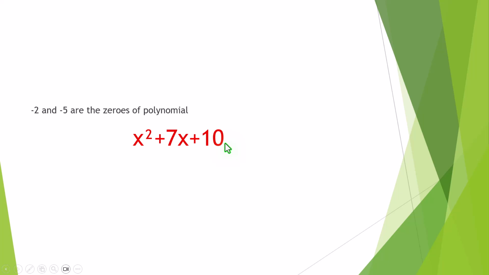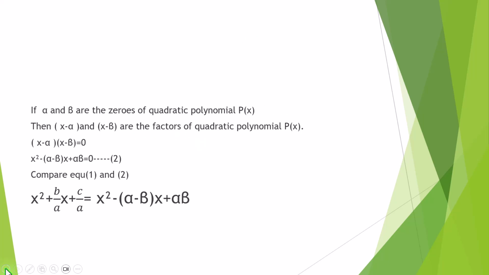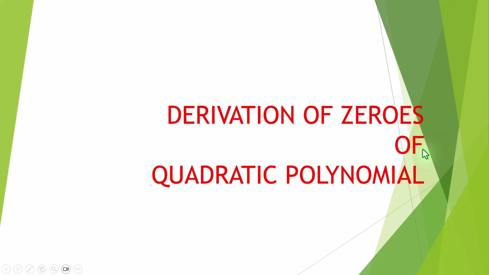So in this video we completed the derivation of zeros of the polynomial, which means the relationship between zeros and coefficients of a polynomial. This is the method. Here we have completed everything about the derivation of zeros of a quadratic polynomial.